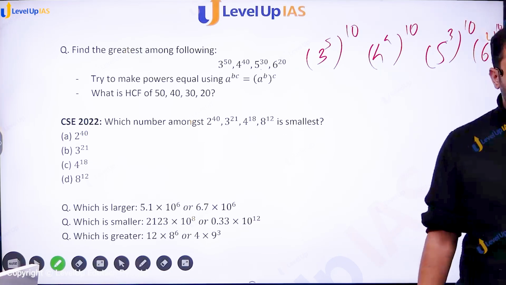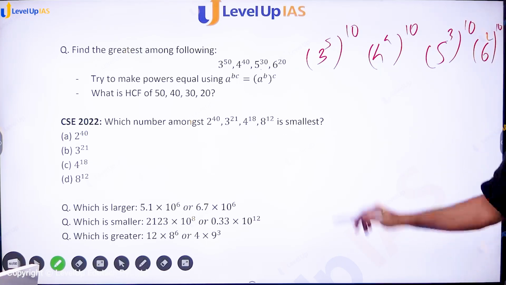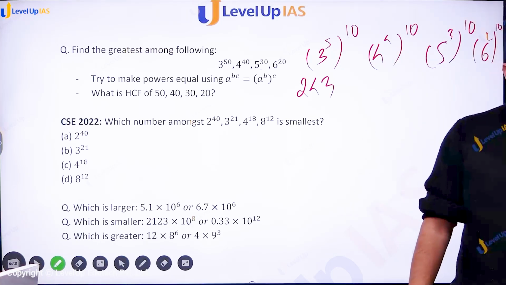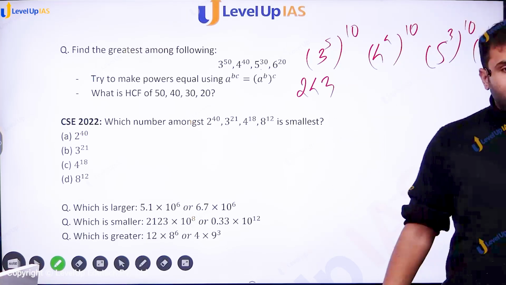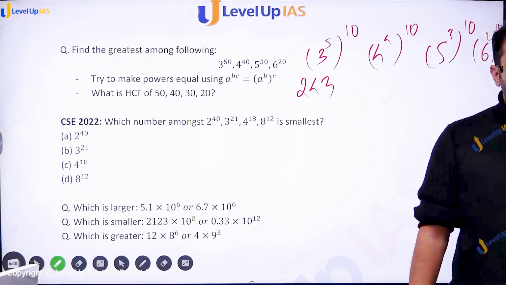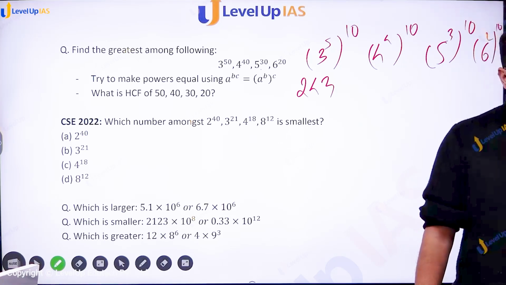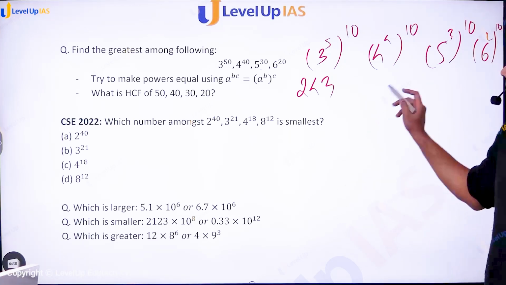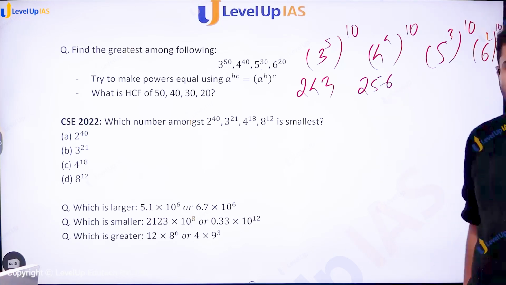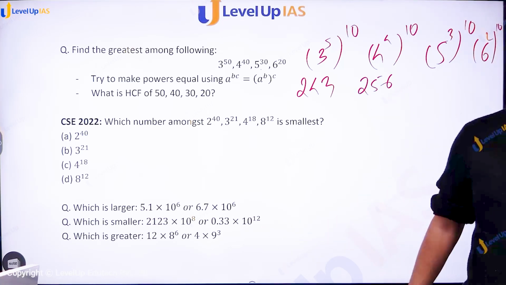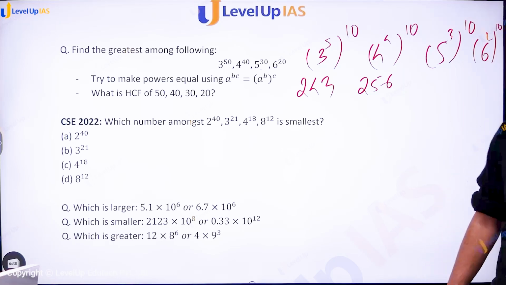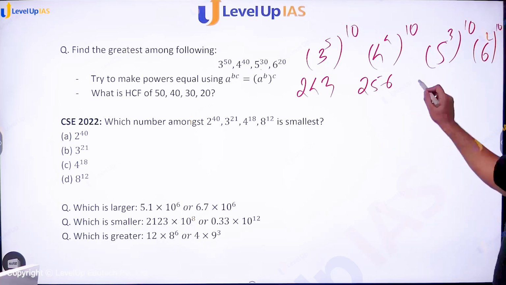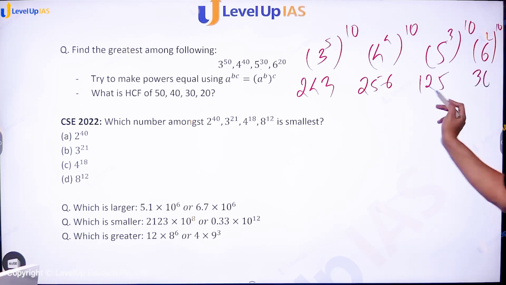3 to the 5 is what? 243, because 3 to the 4 is 81. 3 to the 5 is 243. 4 to the 4 is also 2 to the 8. 2 to the 5 is 32, 2 to the 6 is 64, 2 to the 7 is 128, 2 to the 8 is 256. Or 4 cube is 64, and 4 to the 4 would be 64 into 4. You can calculate it. 5 cube, and 6 square is 36. Now which is the largest?